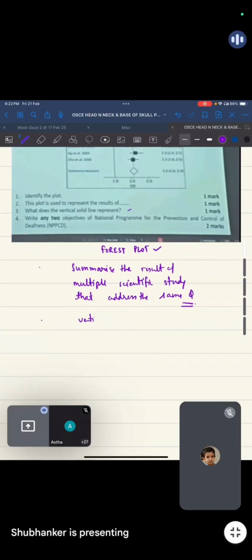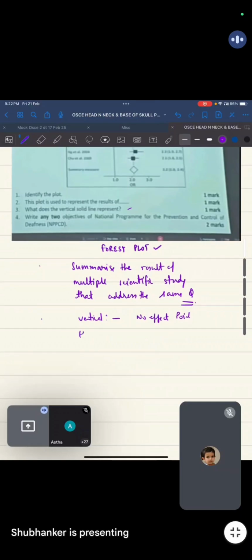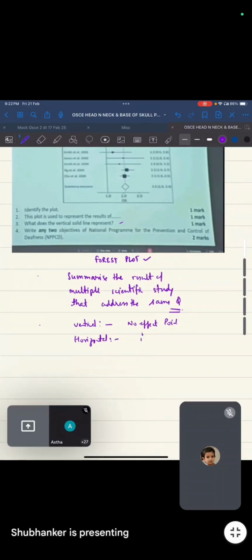तो जो vertical line है, this represents the no effect point. ठीक है, फिर vertical के अलावा horizontal line है, तो जो horizontal line है, what do they represent? They represent more precise, consistent results. And this question is also there.